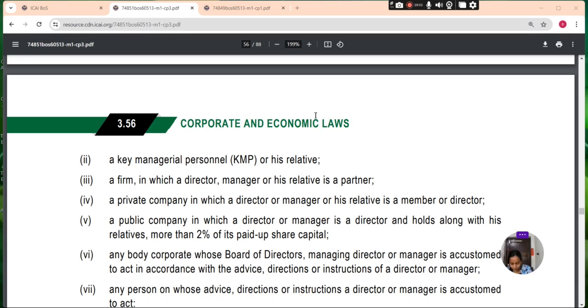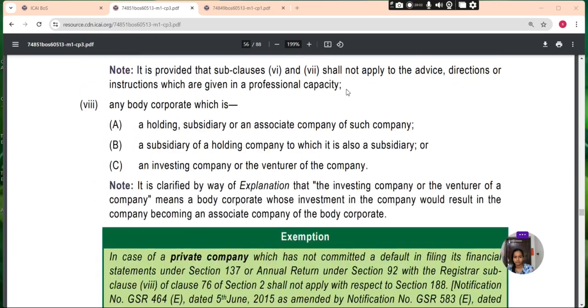It is clarified by the explanation that the investing company or the venturer of a company means a body corporate whose investment in the company would result in the company becoming an associate company of the body corporate. Then comes the exemption.